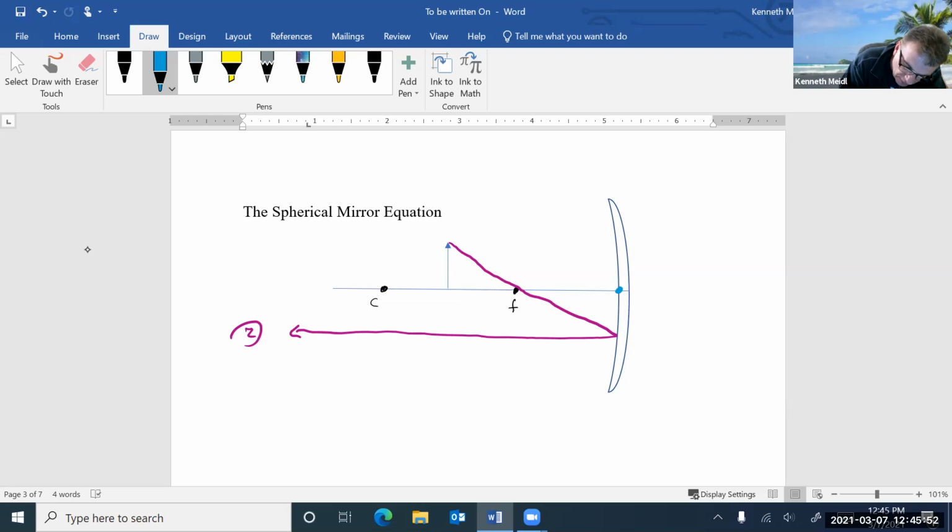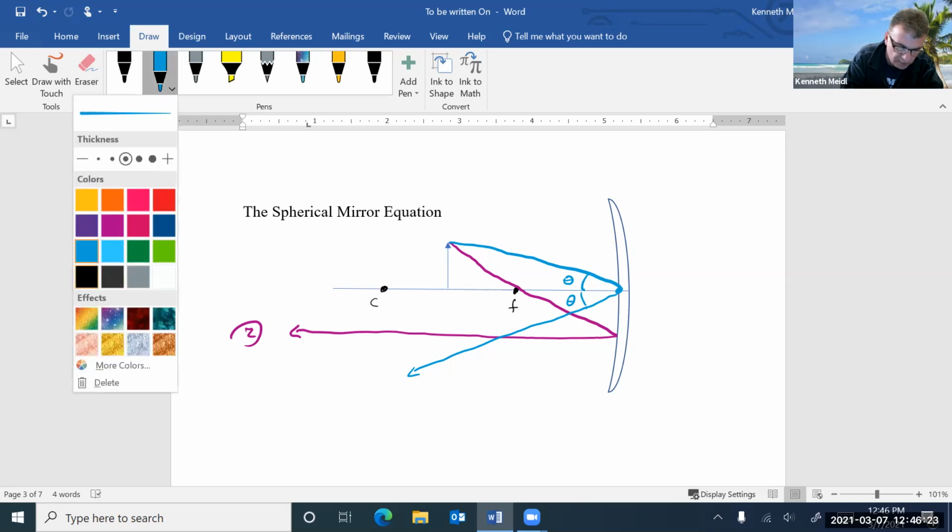So I have a light ray that comes in here from the top of the object and hits that spot. Then what I'm going to do is measure that angle right there and copy that angle down here for the reflected ray. And so this is going to be theta as well right there. And what I've got then is an image that is being formed right here.